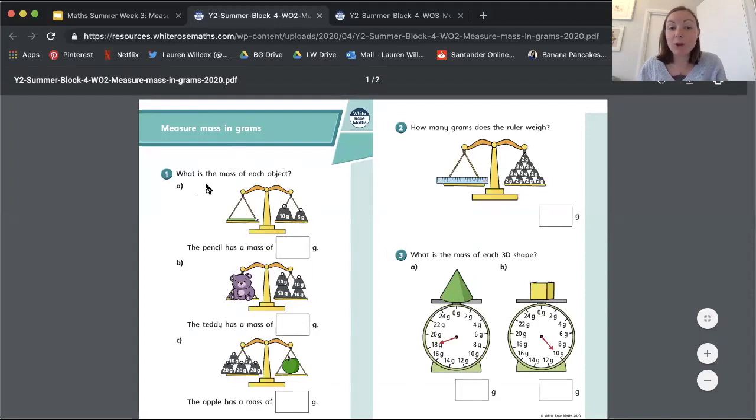Okay, so question 1, what is the mass of each object? So we looked at this one on our slides, and we know that the pencil is equal to these 2 gram weights added together. So you've got 10 and 5.